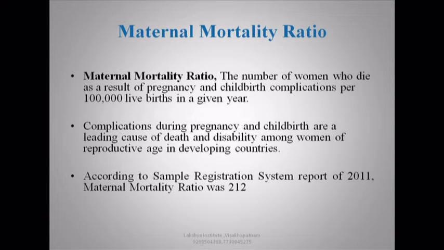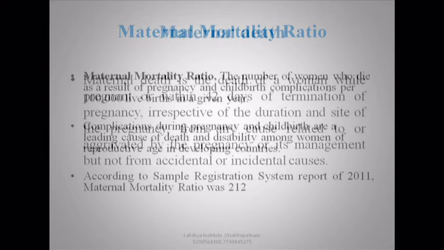Maternal mortality ratio. Maternal mortality ratio, the number of women who die as a result of pregnancy and childbirth complications per 100,000 live births in a given year. Complications during pregnancy and childbirth are a leading cause of death and disability among women of reproductive age in developing countries. In India, it was 212 in the year 2008.